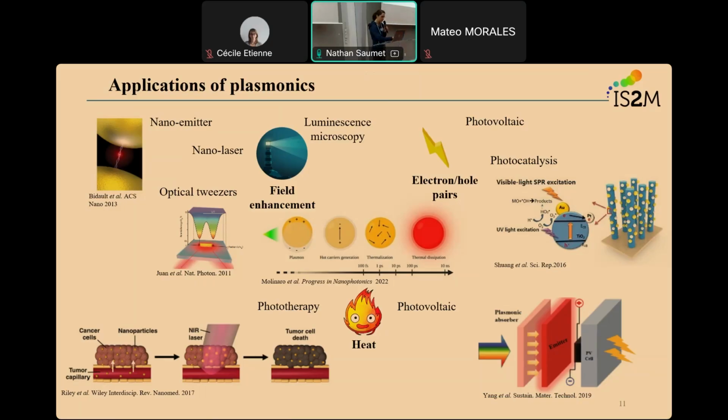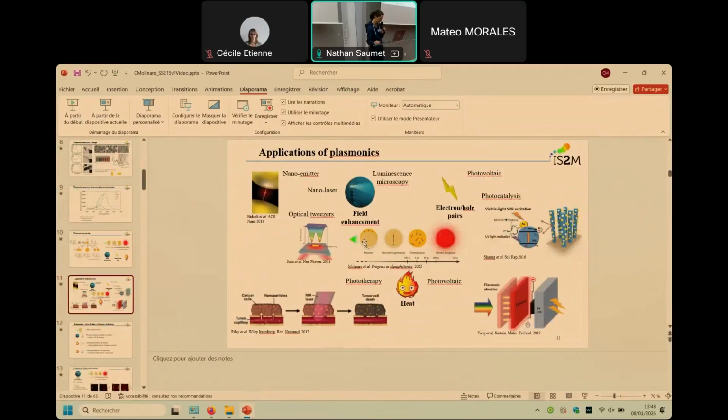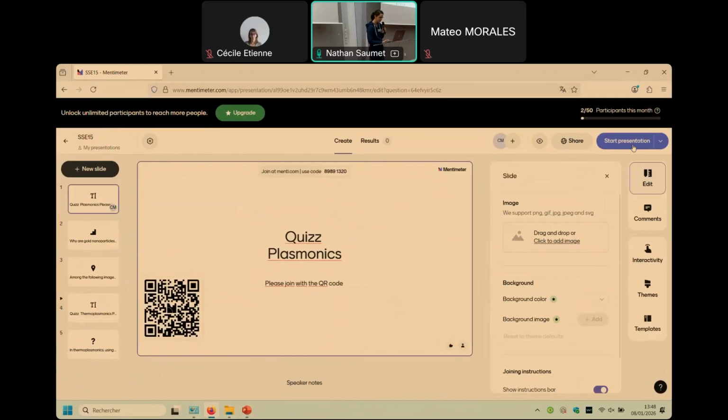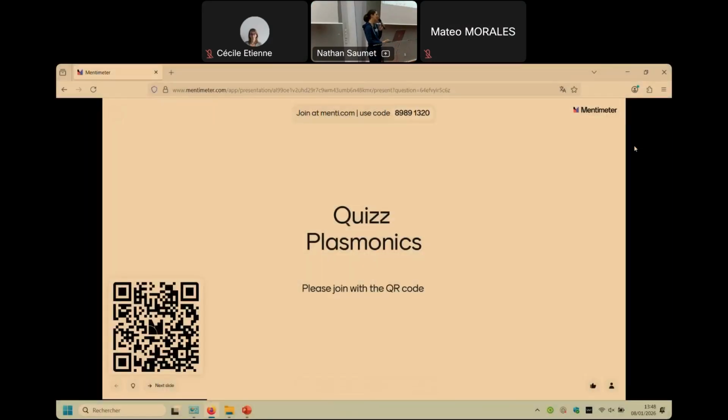So just before going to the next part, I don't know if you know Mentimeter. It's maybe not as fun as the one we had this morning, but if you can join here with the QR code, we will have a two-question test on plasmonics.